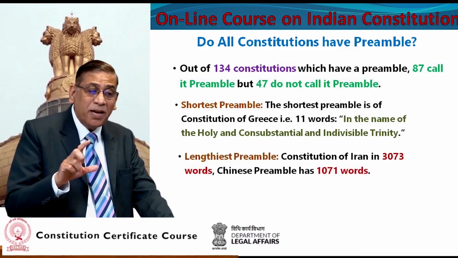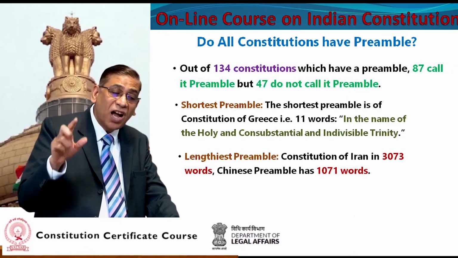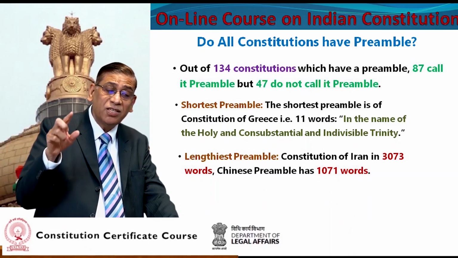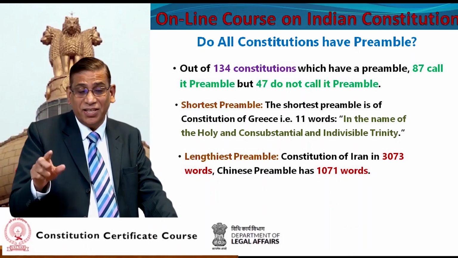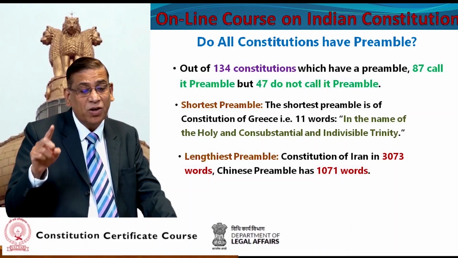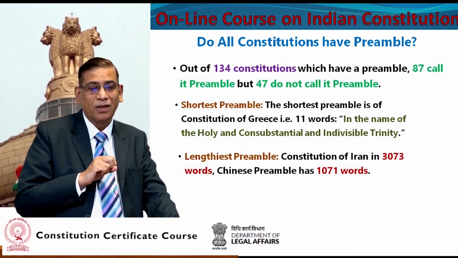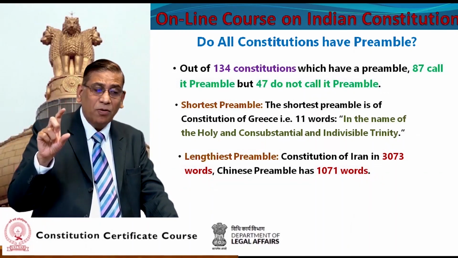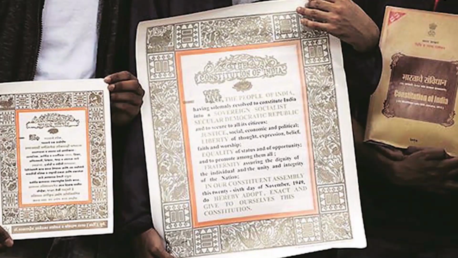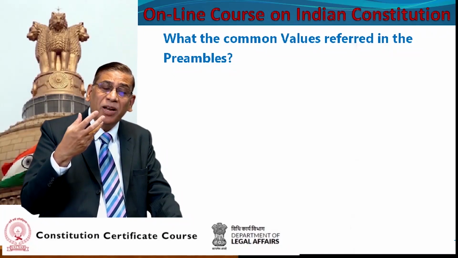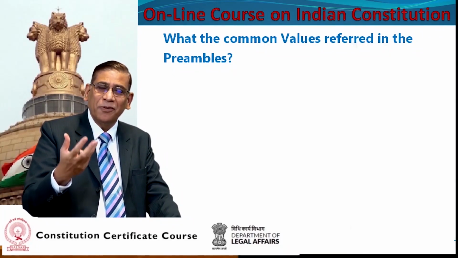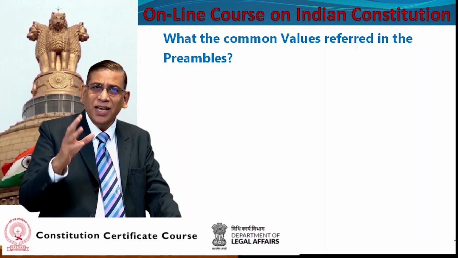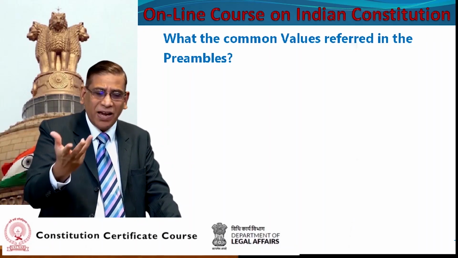The lengthiest preamble is in the Constitution of Iran, which has 3073 words. The Chinese preamble is also very lengthy. It has 1071 words. 121 preambles state the values and goals. So let us talk of what are the common values. If so many preambles refer to values, is there some commonality in the values?